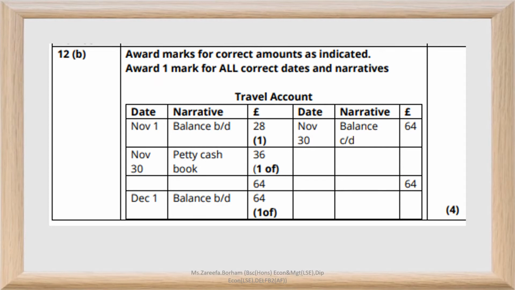First, enter the opening balance in this T account. Since travel is an expense account, the opening balance will be on the debit side, since they have not mentioned specifically whether it is accrued or prepaid. Next, the Petty Cash Book travel column total should be debited in the T account, since increase in expenses should be debited. Finally, we should balance it down.